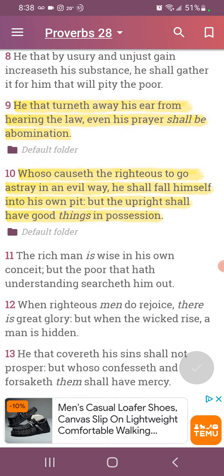The scripture reads, this is the book of Proverbs chapter 28 and verse 9. It reads, he that turneth away his ear from hearing the law, even his prayer shall be an abomination. So if you turn your ear away from the laws, statutes, commandments of the Most High God of Israel, when you pray, the Lord will find it disgusting and he will hate it, right? Kind of speaks for itself, right? Let's read it again. It's the book of Proverbs 28:9. He that turneth away his ear from hearing the law, even his prayer shall be an abomination, right?